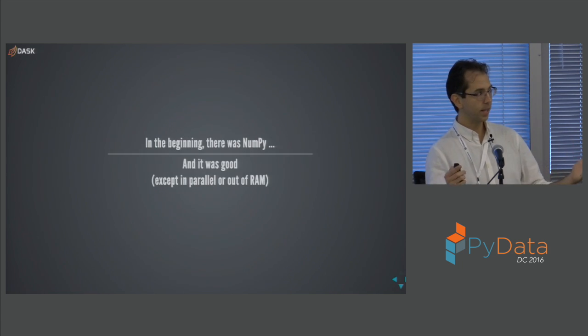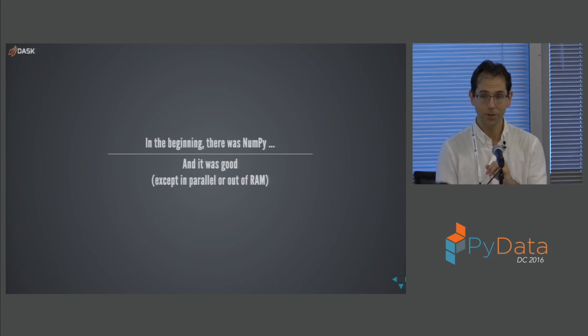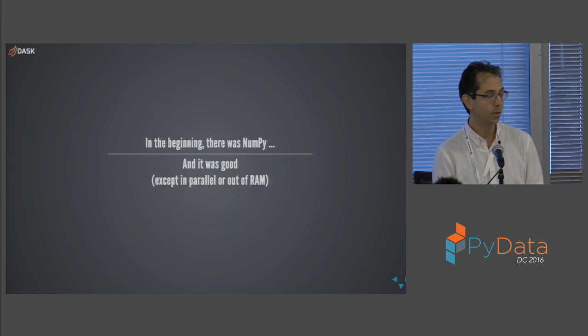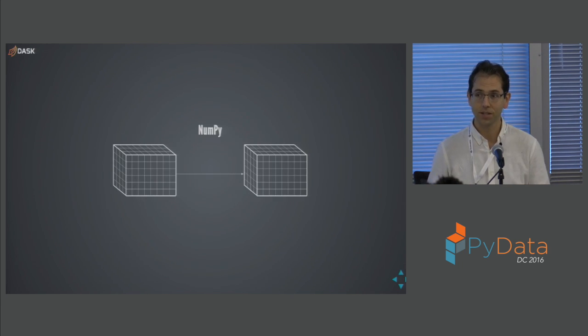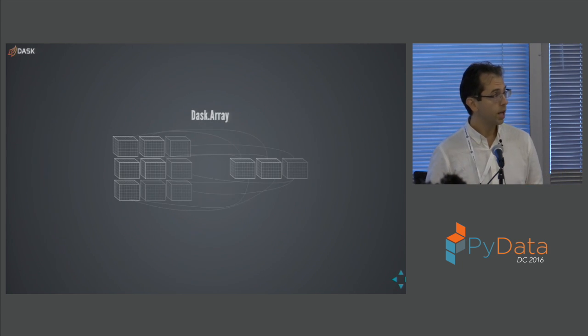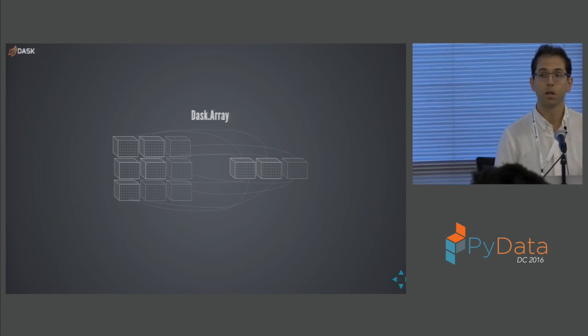So, in the beginning, there was NumPy, and it was good, except if your data was larger than the RAM, or if you wanted to use more than one CPU. NumPy looks kind of like this. You have an n-dimensional array, and there's a bunch of functions that efficiently compute on that array and produce some other n-dimensional array. Dask array was the first project that came out of Dask, and we created one large n-dimensional array out of many small NumPy arrays. This let us use many cores. It also let us scale out to disk. It also let us work on a distributed cluster.